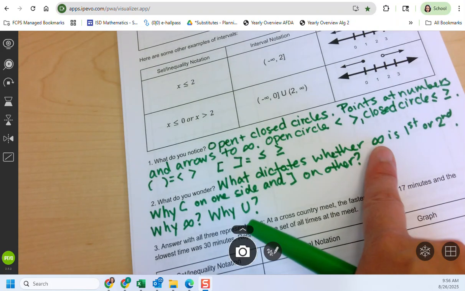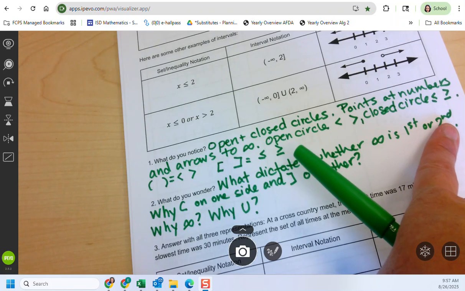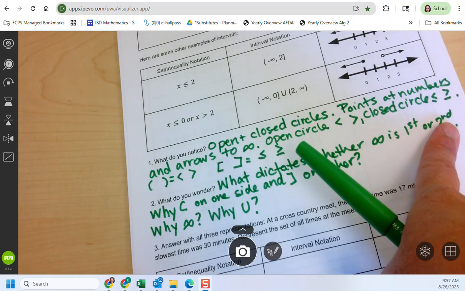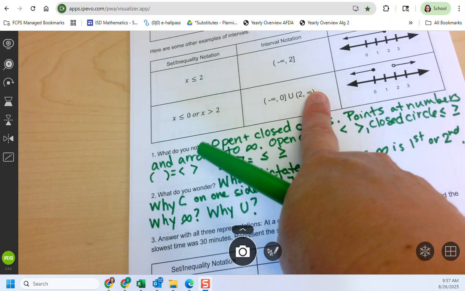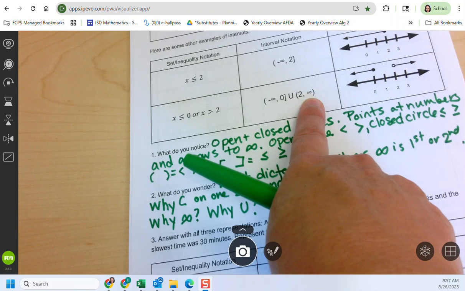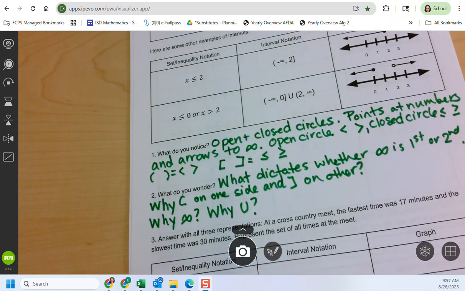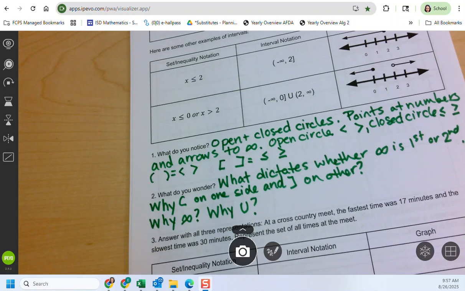What dictates if the infinity is first or second? Does anybody have an answer for that one? How do you know if the infinity is first or second? Well, notice what kind of infinity is on the left. Negative infinity. And what kind is on the right? Positive. So if it's a negative infinity, it will go first. And if it's a positive infinity, it will go second. All right, we always write our intervals from smallest to largest. So the smallest you could possibly write is negative infinity, and the largest you could possibly write is positive infinity. So this will always be on the left, and this will always be on the right.